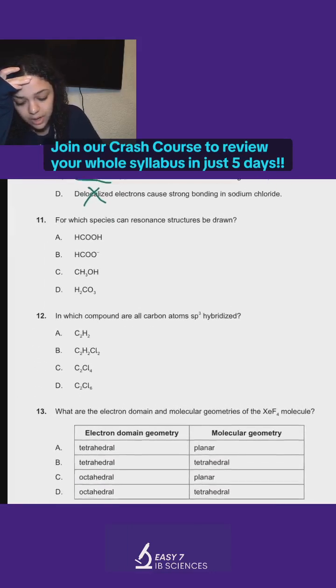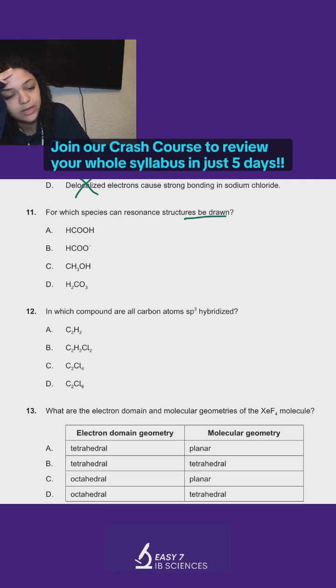Good job, guys. For which species can resonance structures be shown? This is an only HL question.